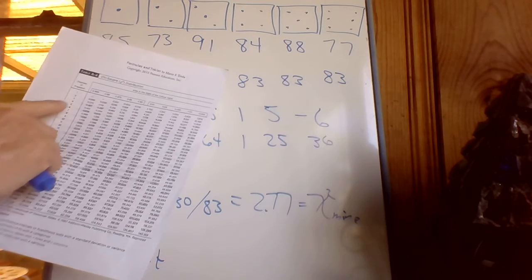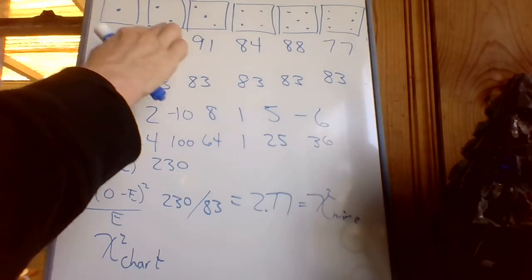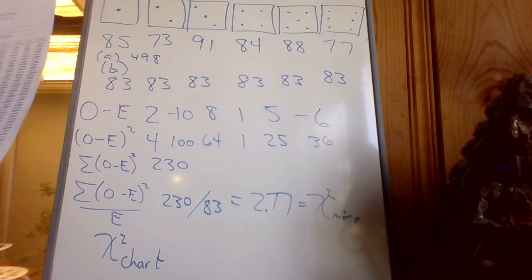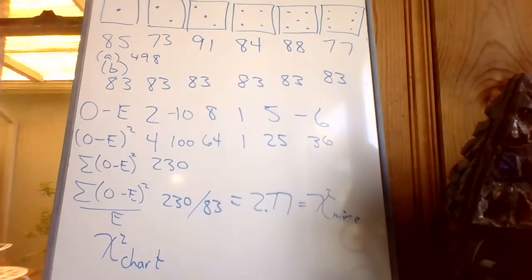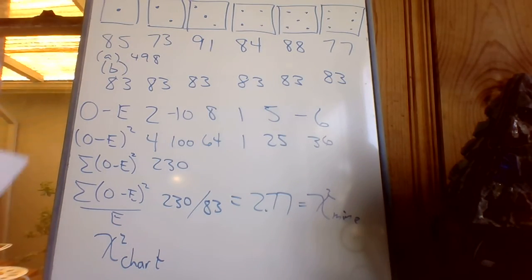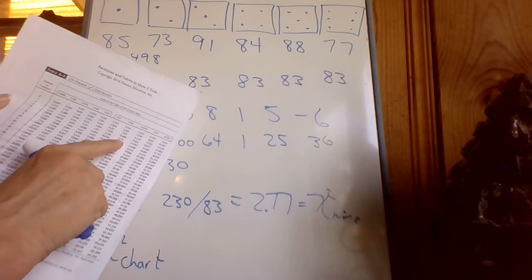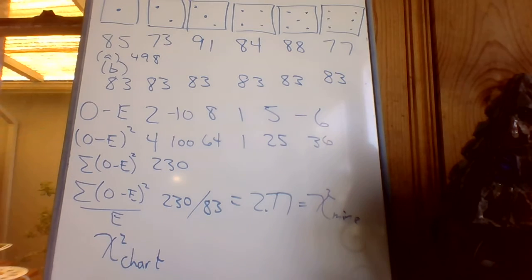Okay, so I get the chart and degrees of freedom. Degrees of freedom was how many different possible things minus 1. It says at the bottom of the page, K categories, K minus 1. So if I've got 6 different categories of things that could happen to me, I go down to 5. So go down to 5, and over to 0.05, I find 11.071.